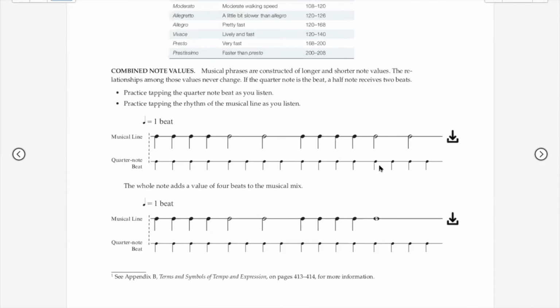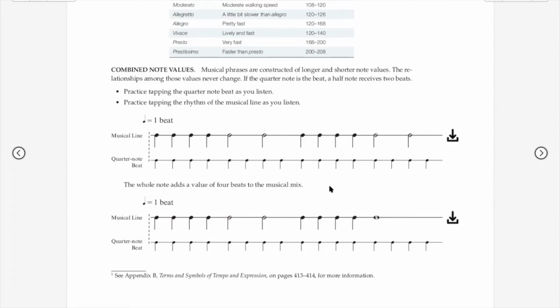Now, of course, hardly any piece of music is just beat, beat, beat over and over and over. We have a combination. So like in this example, a quarter note represents one beat. These get one beat. These get two beats. One beat, two beats. So this example would be beat, beat, beat, beat, two beats, beat, beat, beat, beat, two beats, two beats. But that's not how we normally count them, but you can get the idea that way.